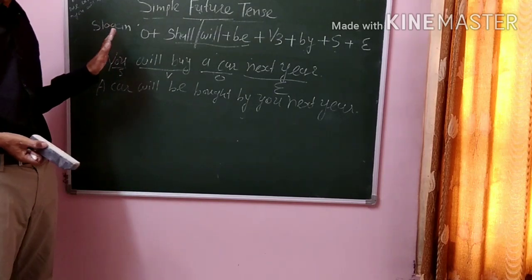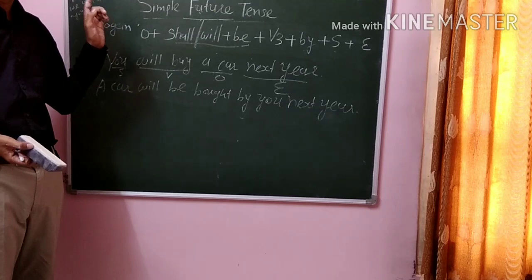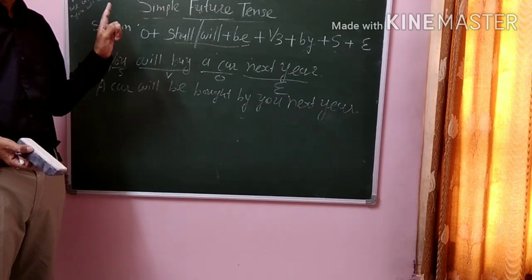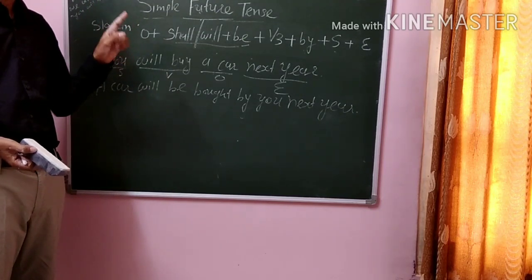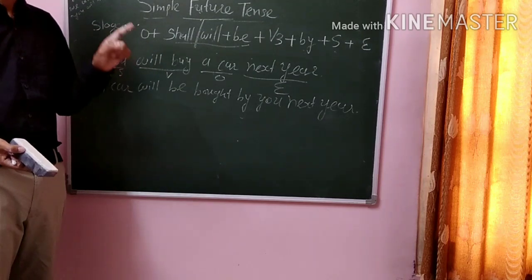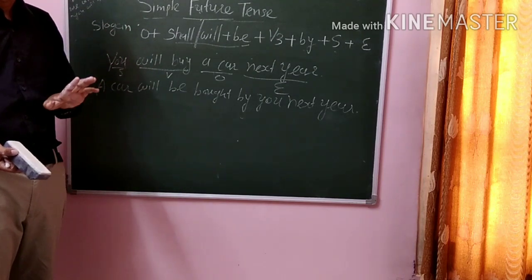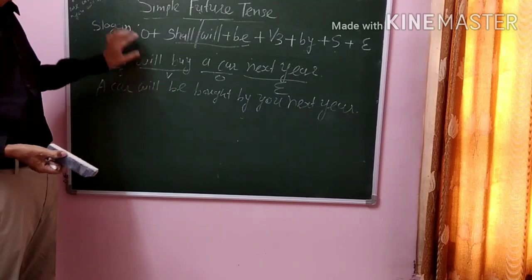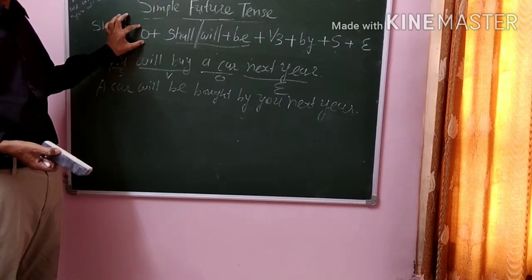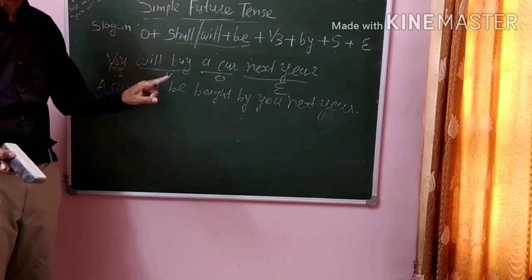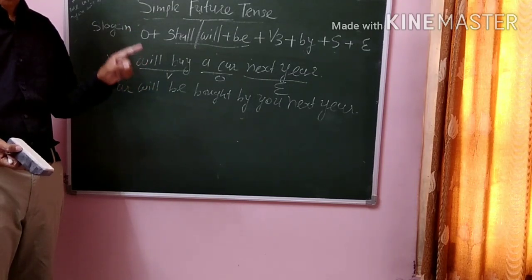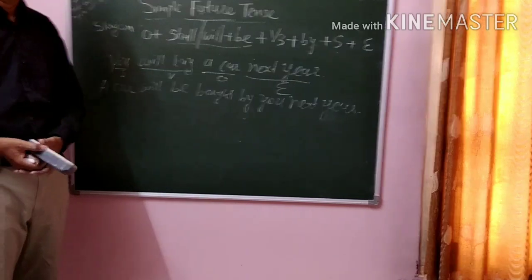Students, here we learned this change of voice, active into passive, in three tenses: simple present tense, simple past tense, and simple future tense. The most important thing is the slogan. Keep in mind the slogan, remember the table, and also prepare the verb forms.